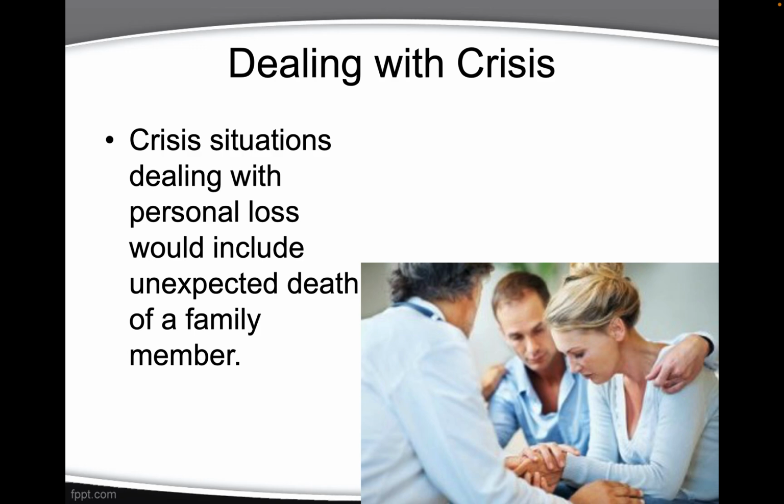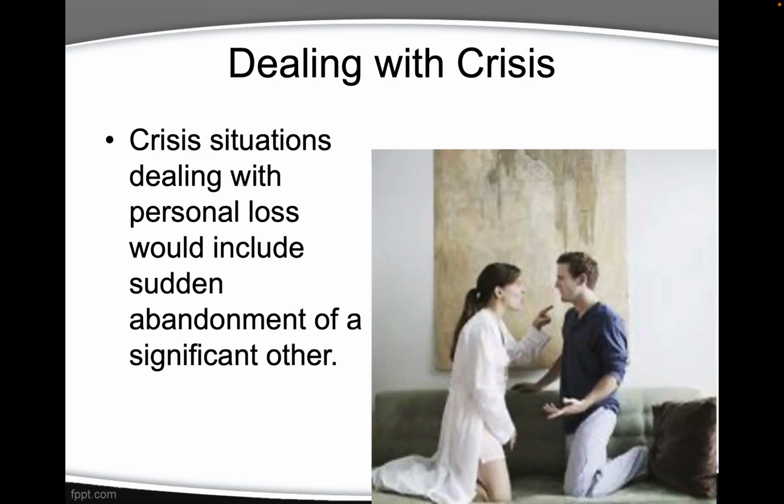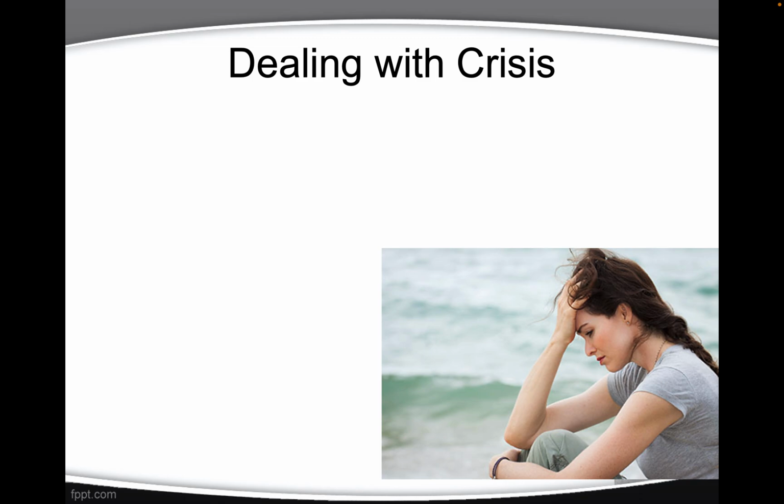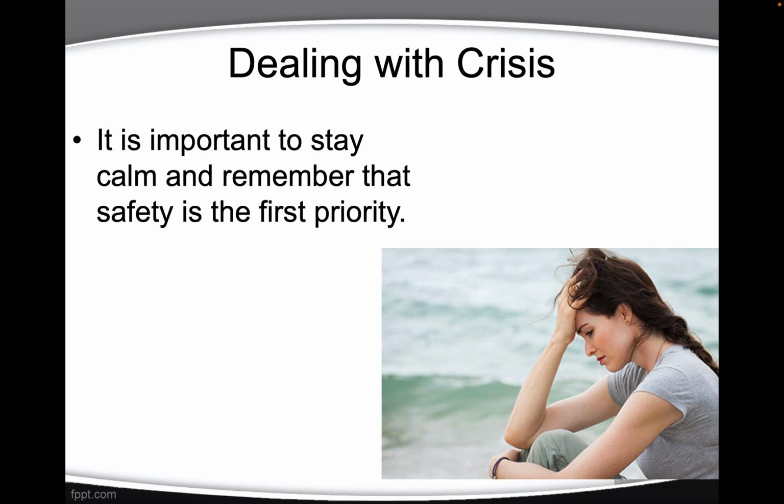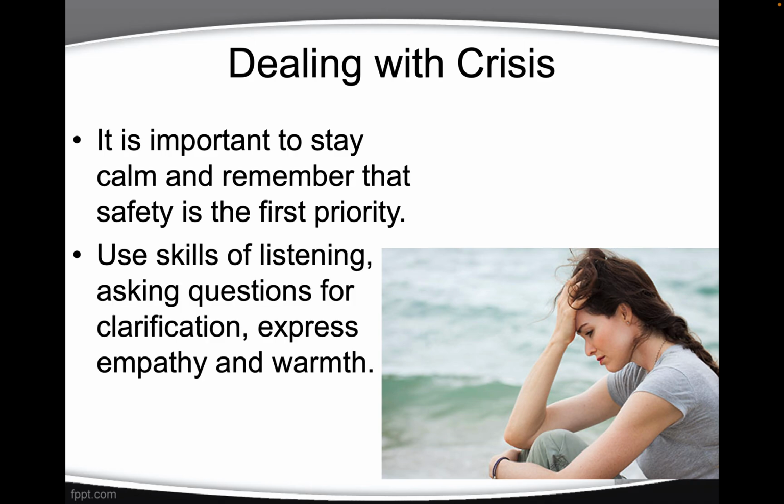Crisis situations dealing with personal loss would include unexpected death of a family member, sudden abandonment of a significant other. It is important to stay calm and remember that safety is the first priority. Remember Maslow's hierarchy of needs. First thing you need to do is make sure that they're safe. Use skills of listening, asking questions for clarification, express empathy and warmth.